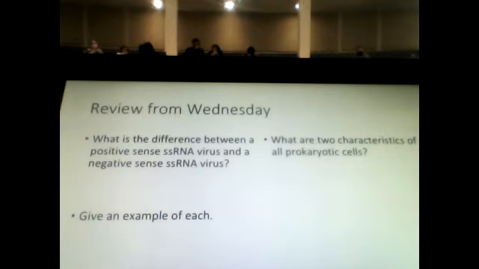What did you say, Athena? Genetic information, ribosomes, cell membrane, cell wall. Okay, they all have genetic information. They all have a cell wall. They all have a cell membrane. They all have ribosomes. There are no membrane-bound organelles, so there's no nucleus. There's a nucleoid region where the genetic material is located, but there's no actual nucleus, nothing to keep the DNA separate from the rest of the cytoplasm.